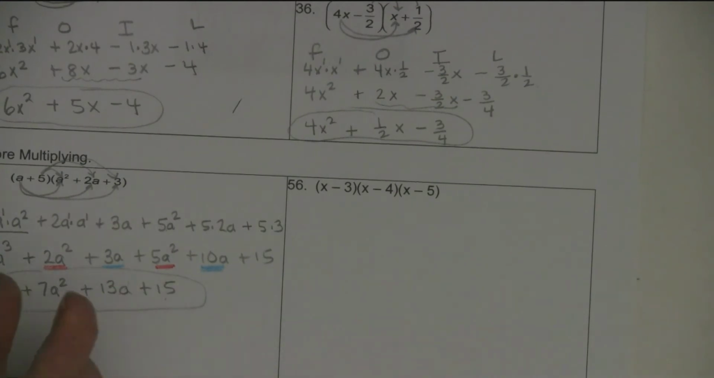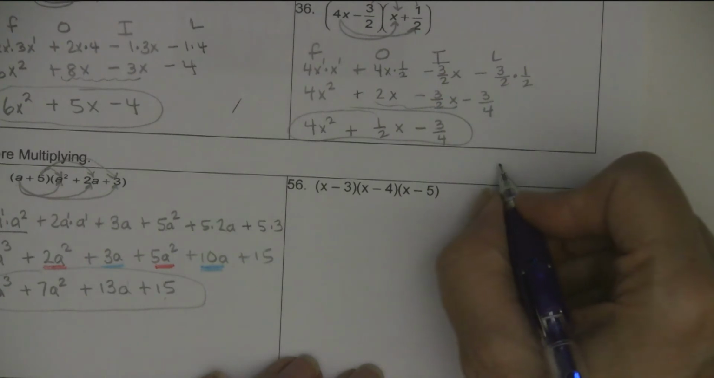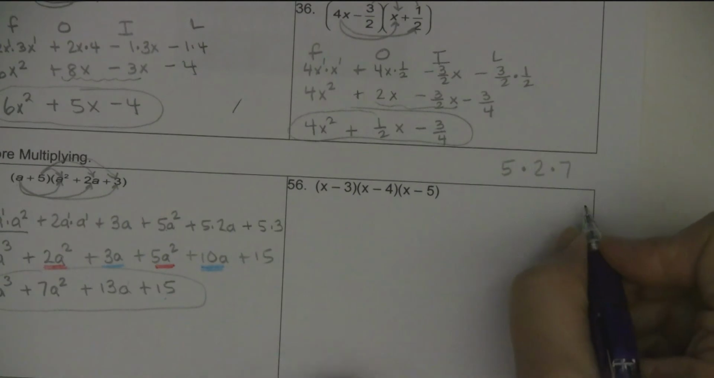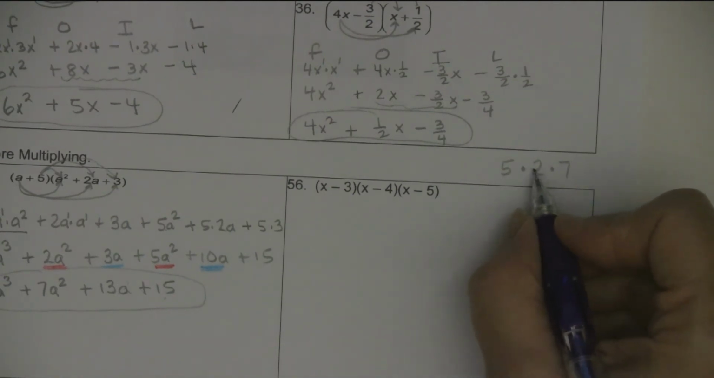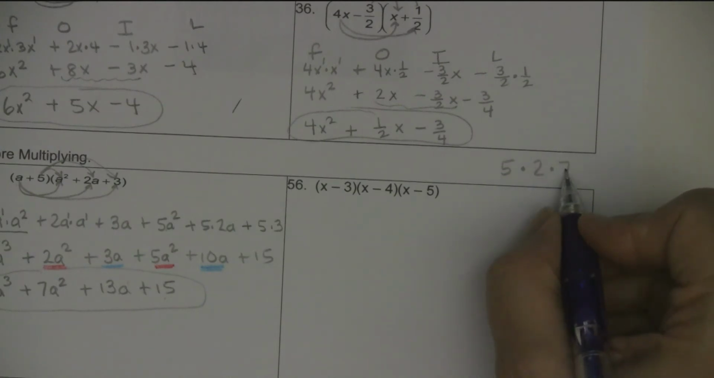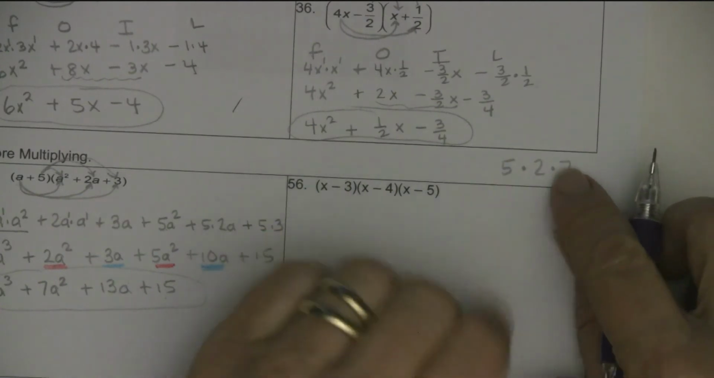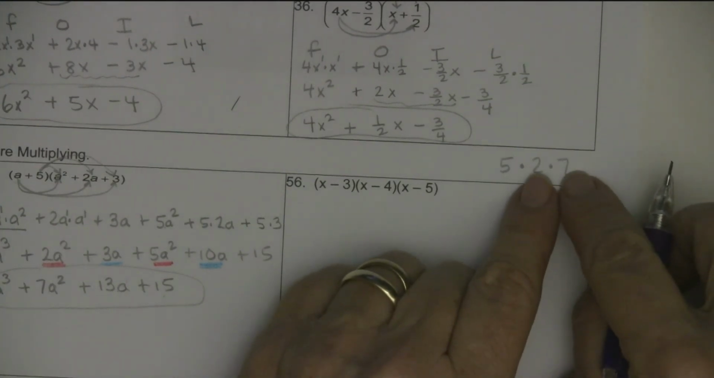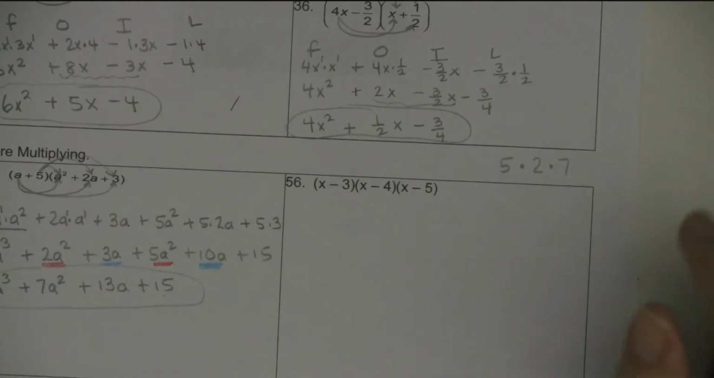So just so that you can see, I'm going to do an example with just some numbers. So I'm going to pick different numbers here. If I was asking you to multiply 5 times 2 times 7, it's your choice of whether you do 5 times 2 is 10, and then 10 times 7 is 70. Or if you do 5 times 7 is 35, and 35 times 2 is 70. Or if you do 2 times 7 is 14, and 14 times 5 is 70. No matter how you do it, you just do them two at a time.